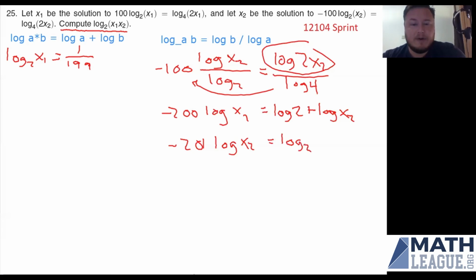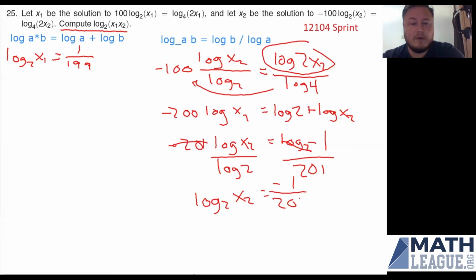All right, same as before, we're going to divide both sides by log of 2 because ultimately we need log base 2 of x2. Divide both sides by negative 201, and we see that the log base 2 of x2 is minus 1 over 201. All right, let me bring that up to the top of the page, and we'll finish out the problem.